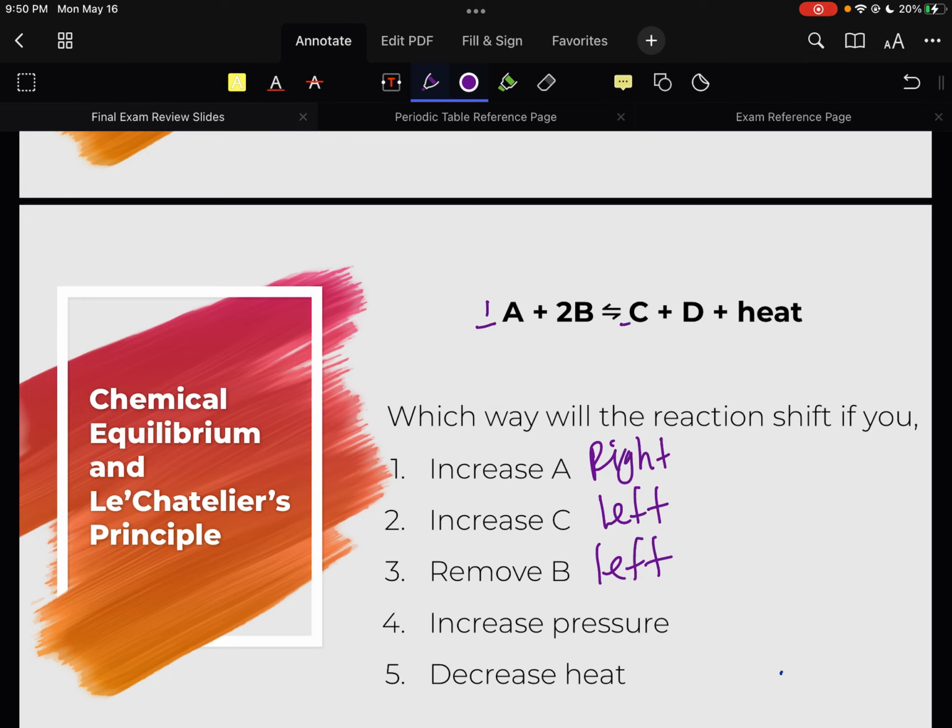Remember, increasing pressure, I have to count my number of moles. So on the left side, I have 3 moles, and on the right side, I only have 2 moles, so we're always going to shift where there's the fewest number of moles, because that's where they have the most space to move around. And then for heat, this is an exothermic reaction because it has heat as a product. If I decrease the heat, that means it's going to shift to the right in order to try to fill that side of the bucket back up. And that is the last topic.